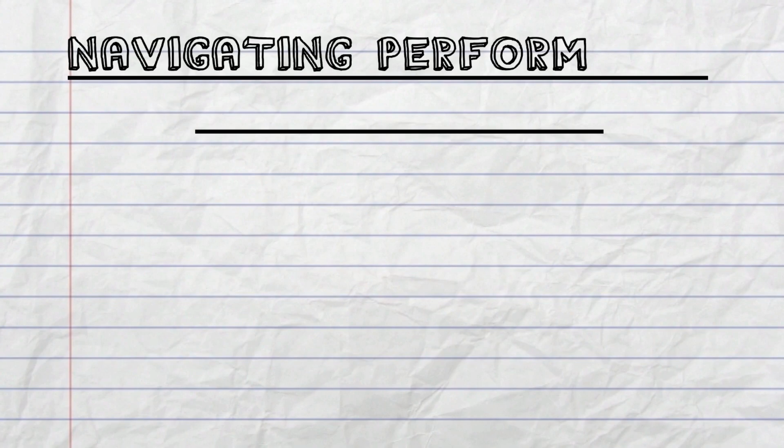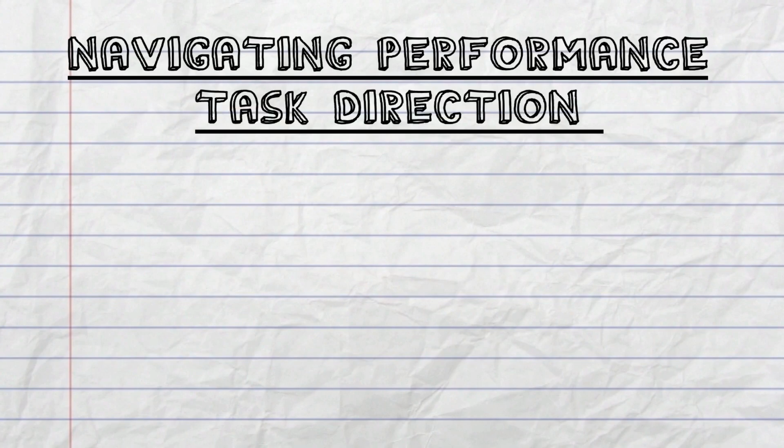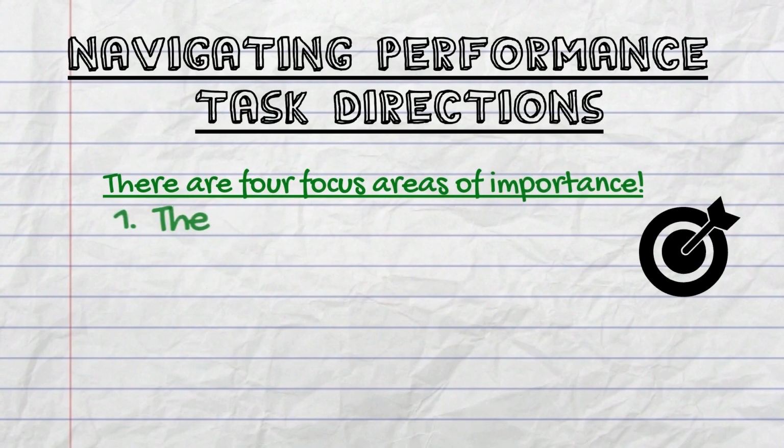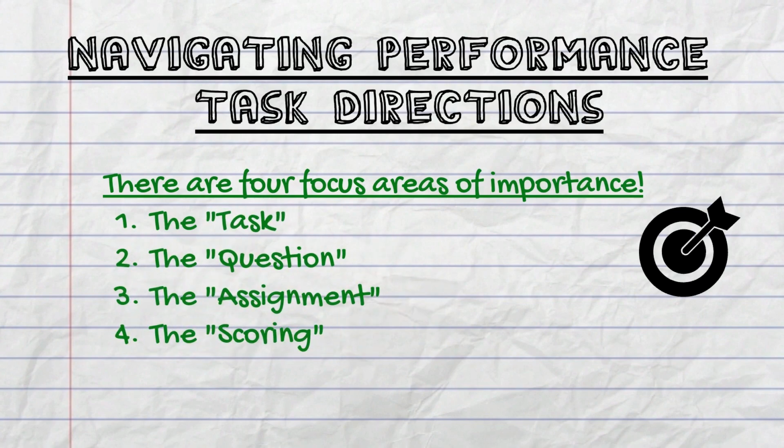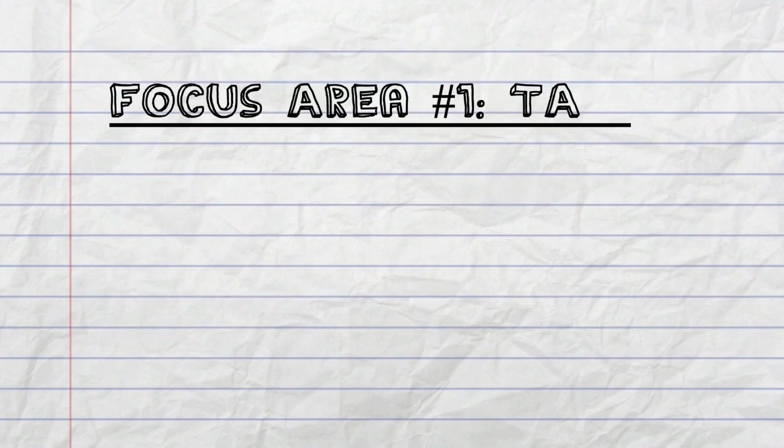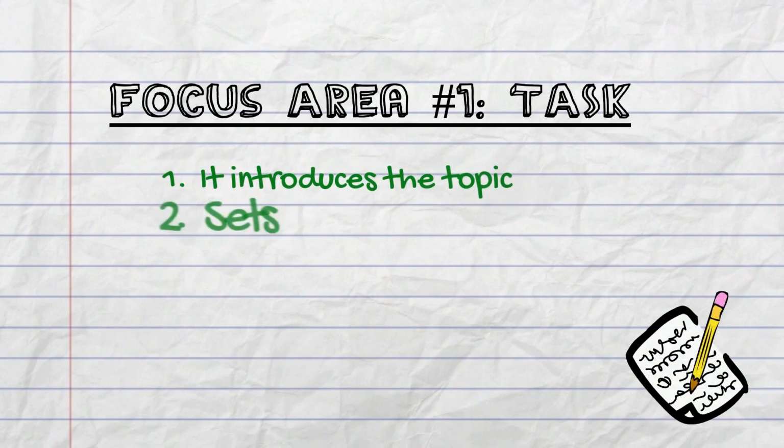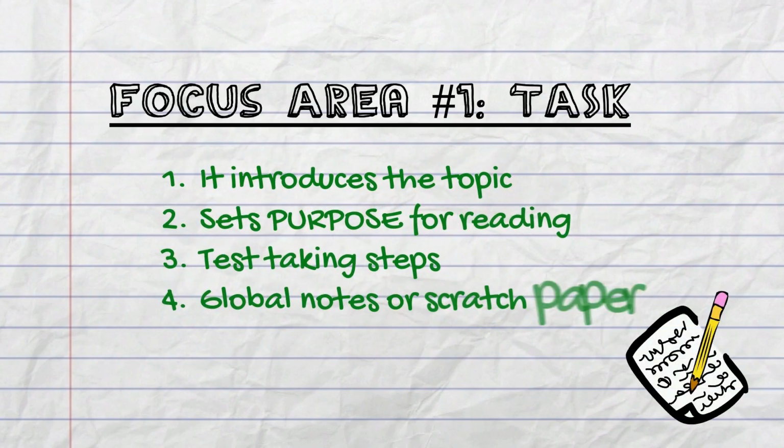Navigating the performance task directions. When working on a performance task, there are 4 focus areas of importance. Number 1, the task. Number 2, the questions. And number 3, the assignment, which is where you will do your writing. And last, the scoring. The first focus area is the task. It introduces the topic, sets the purpose for the reading, provides the test-taking steps, global notes, or scratch paper if needed.